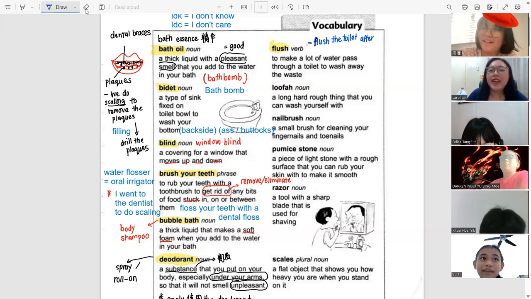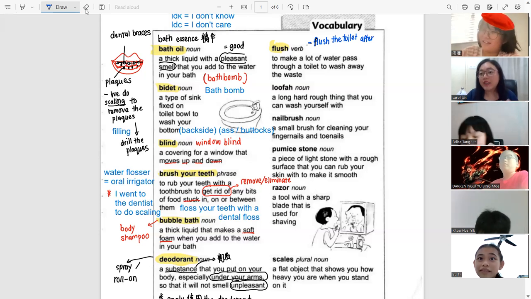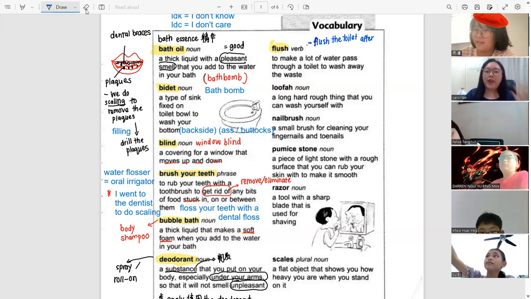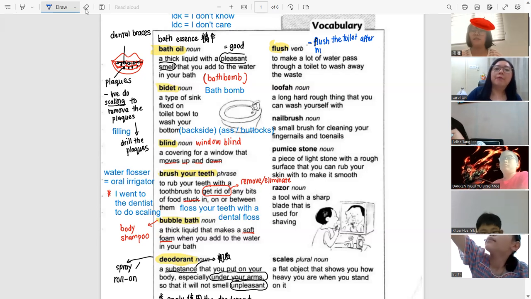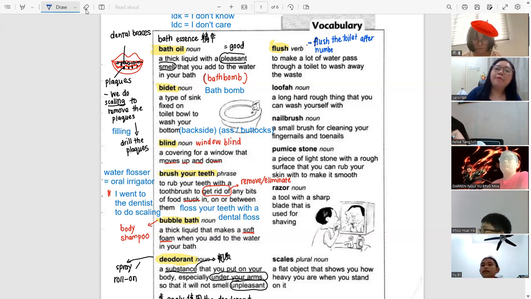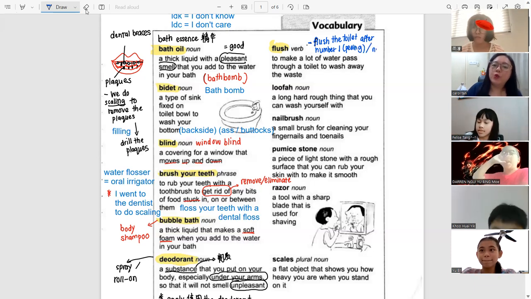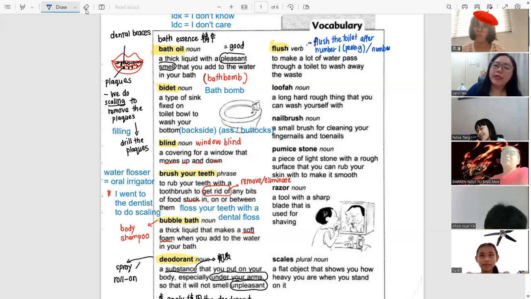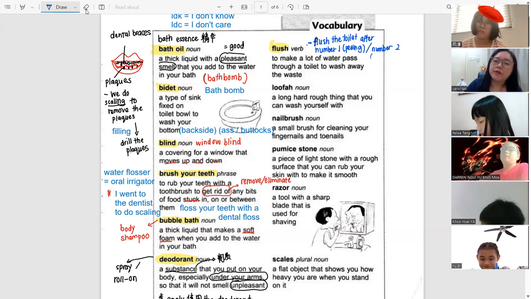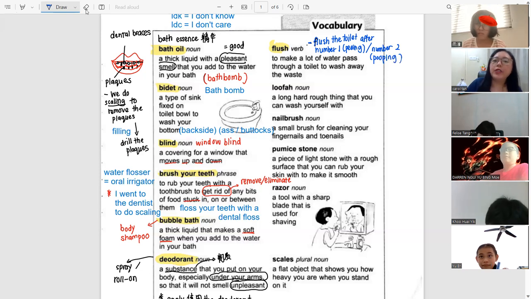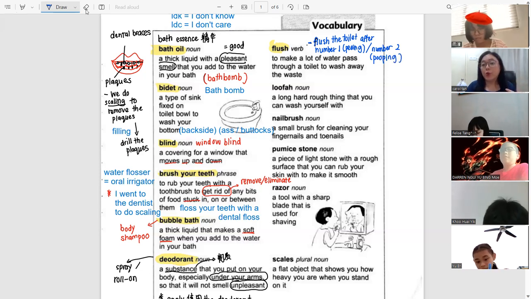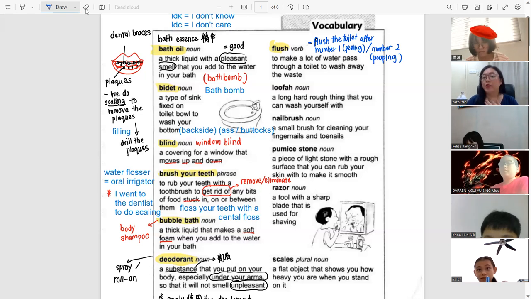If you want to make it more polite, you can say flush the toilet after number one or number two. Number one means you pee, number two means pooping. Pee or poop. Okay, get it? You flush the toilet after number one or number two. You learned something, right?